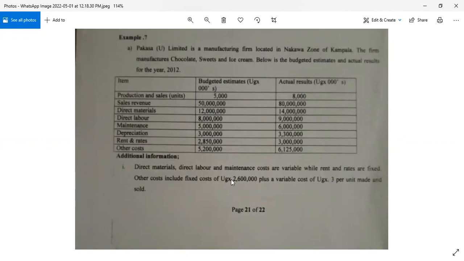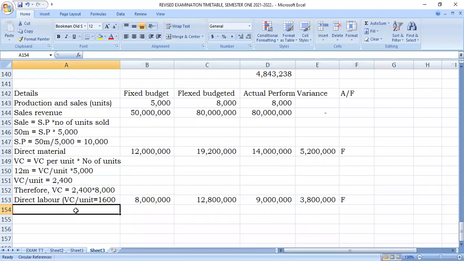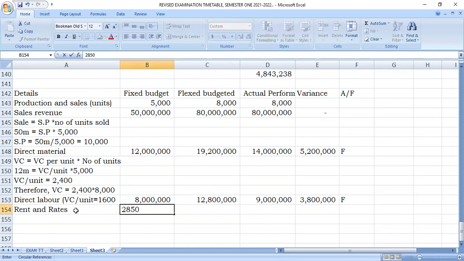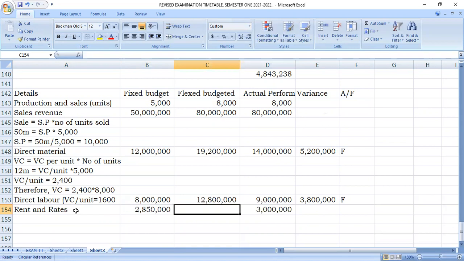Okay. When we go to, they said here, rent and rates are fixed. So those are obvious. If they are fixed, that means that at any level they remain the same. Okay, so let me take those ones since they're obvious. They have said them over there. So you come here and you say rent and rates. For fixed budget, rent and rates is 2,850. Then under actual, it is 3A. So under flexible budget, it has to be what? 2,850 because it is fixed. Yeah, 2,850. Fixed costs do not change with level of activity. So that was rent and rates.